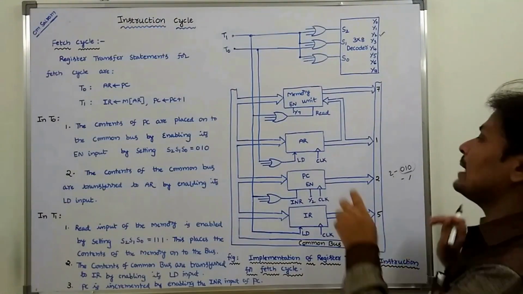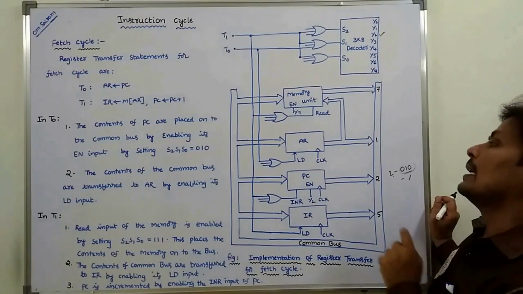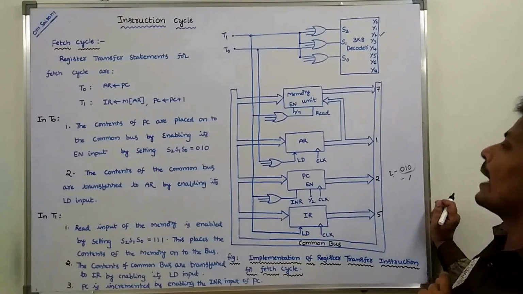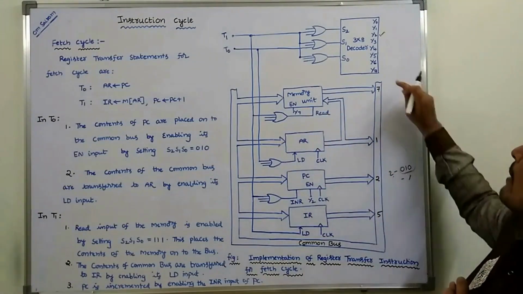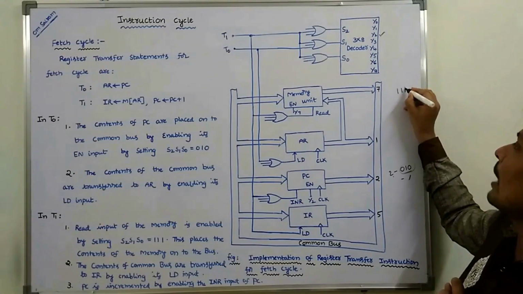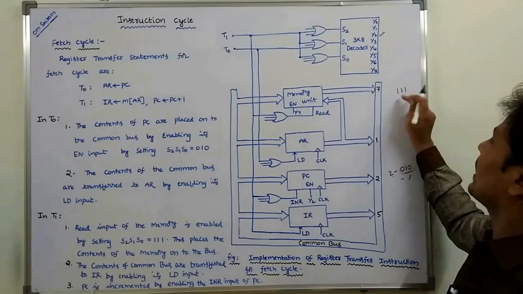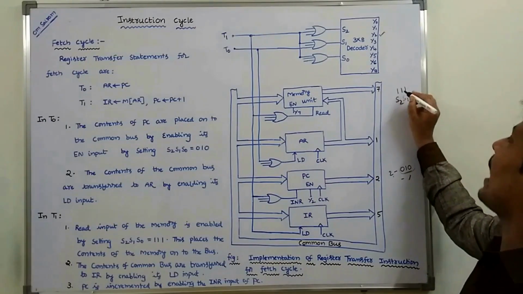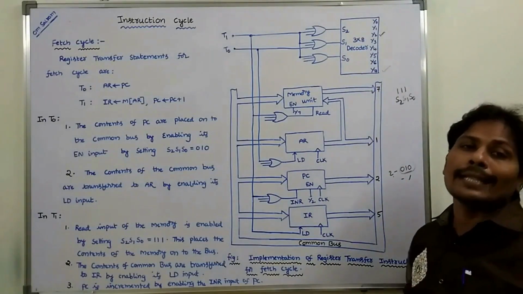Whatever address is transferred to the address register, that address is read from the memory by enabling the input Y7. Y7 is nothing but 7, and 7 is nothing but 1, 1, 1, by setting S2, S1, S0 as 1, 1, 1. So the Y7 output is activated.